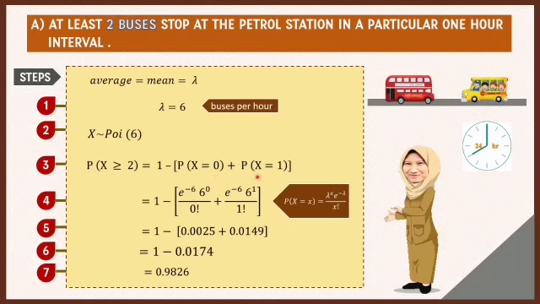And then, we need to use the Poisson formula, which is lambda to the power of x multiplied by exponential to the power of negative lambda divided by x factorial. You just need to insert the number and you will get 0.9826 for the last answer.